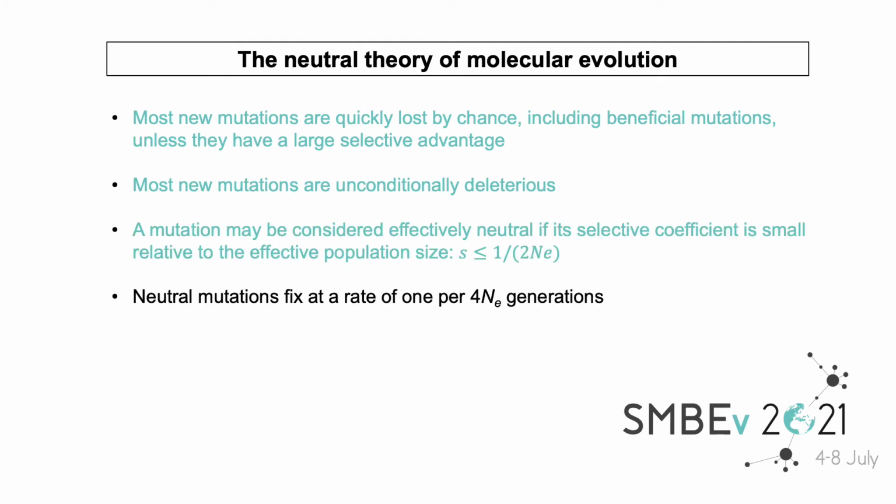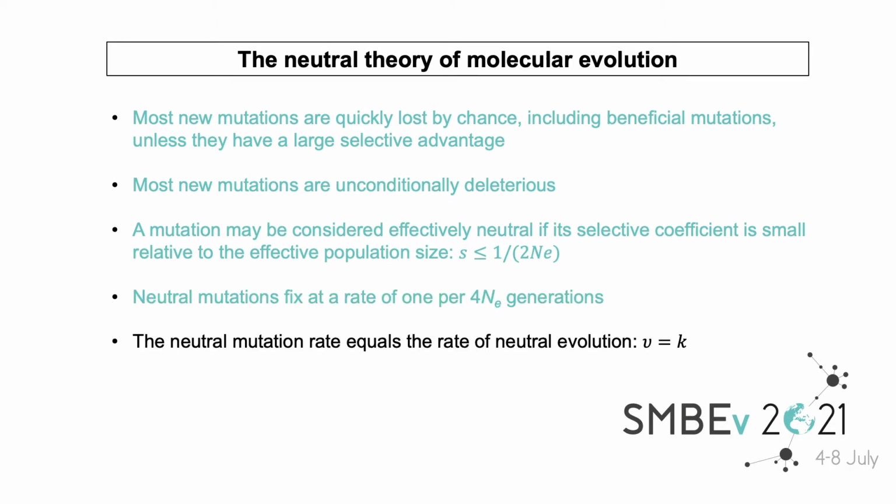Neutral mutations fix at a rate of 1 mutation per every 4 Ne generations. The neutral mutation rate equals the rate of neutral evolution, that is, the neutral substitution rate. Nu, the neutral mutation rate, equals K, our evolution rate.